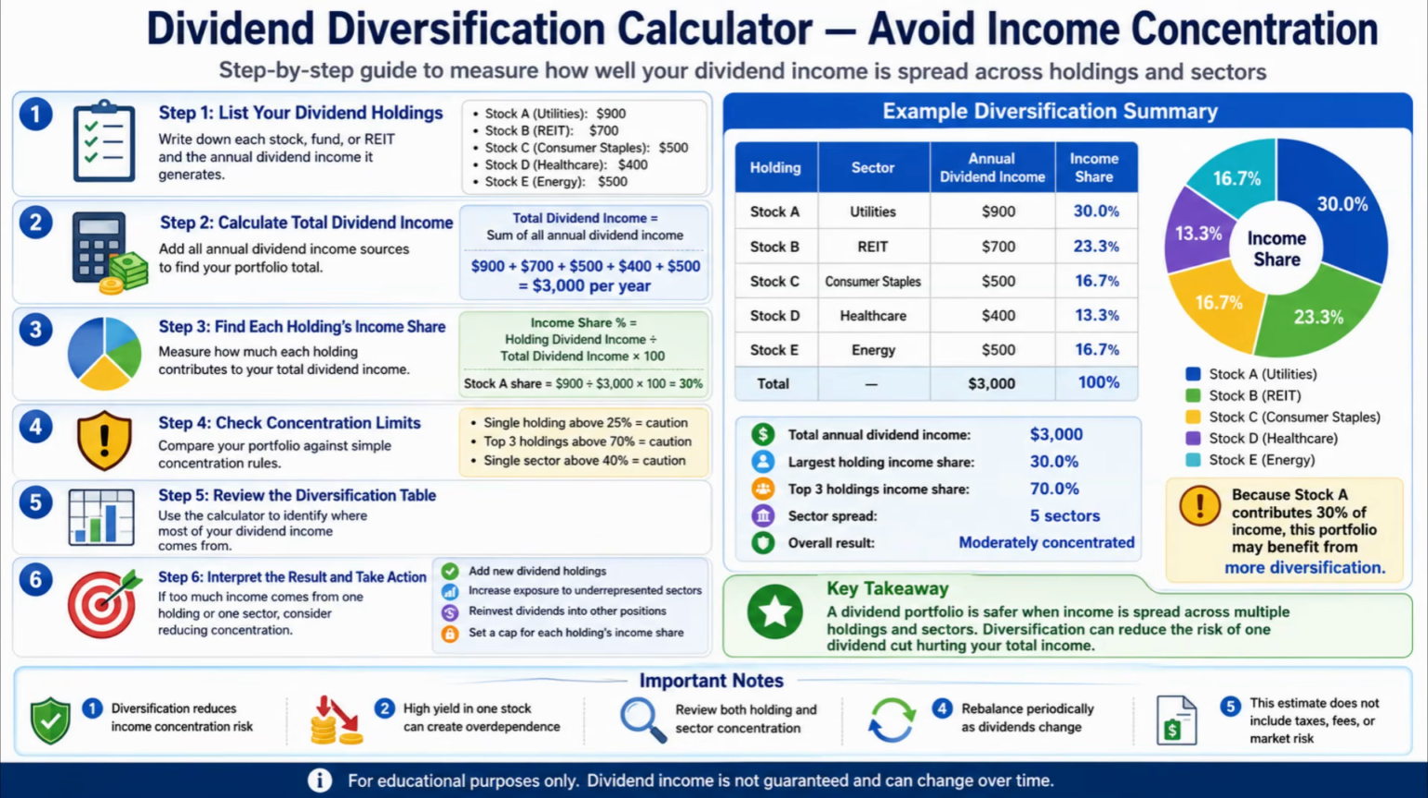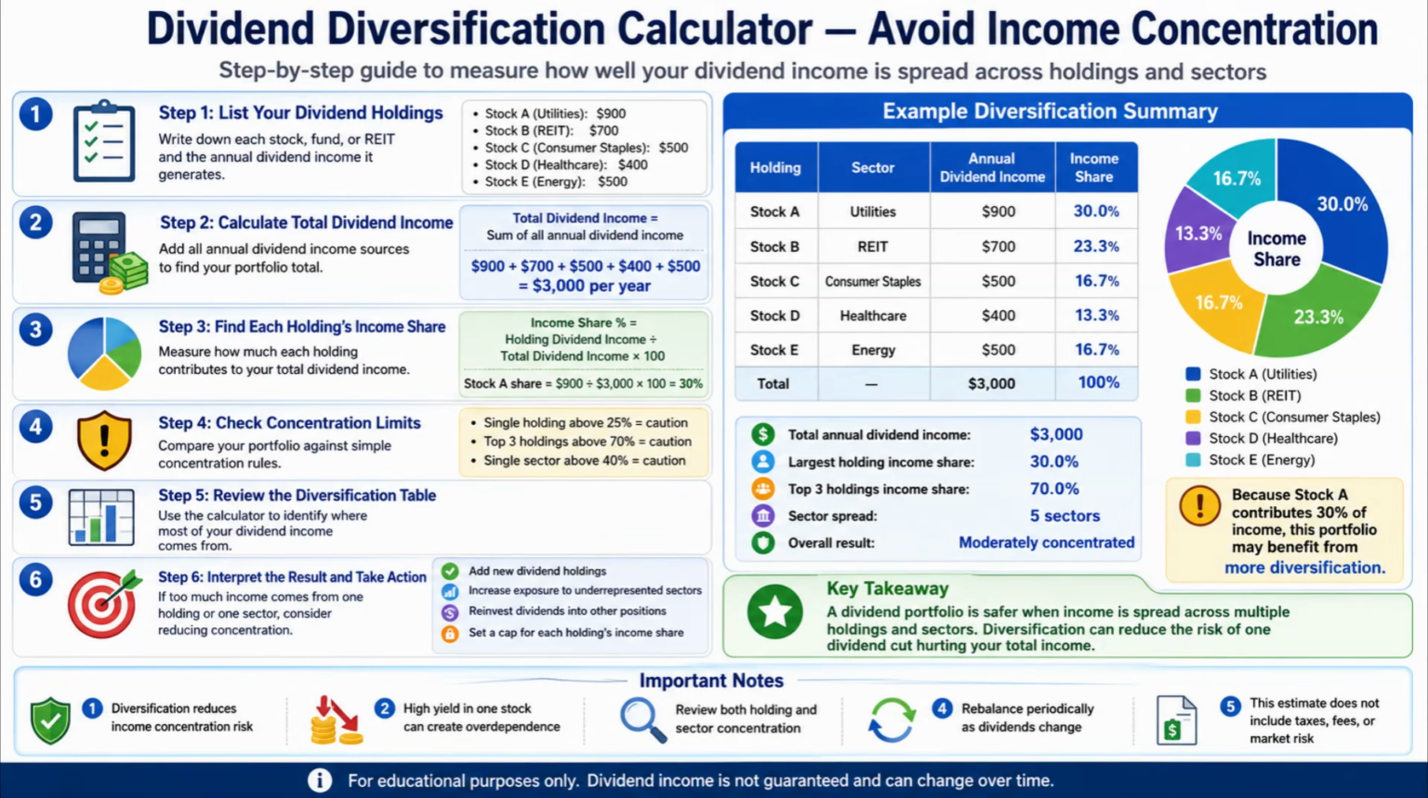So, the key takeaway is simple. A dividend portfolio is generally safer when income is spread across multiple holdings and sectors. Diversification can reduce the risk of one dividend cut hurting total income. However, it is important to remember that diversification does not remove all investment risk.